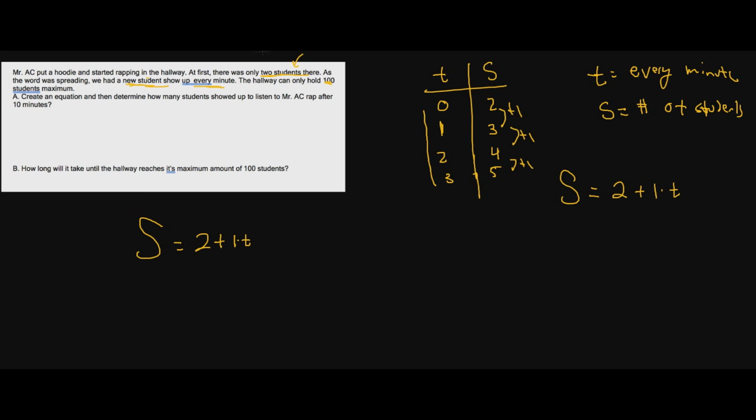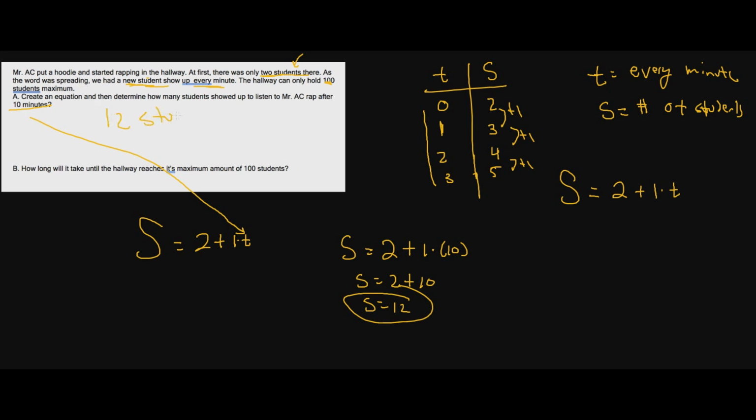Now, how many students showed up after 10 minutes? We'll take the 10 minutes and plug it in. So we'll get the number of students is equal to 2 plus 1 times 10. Well, what's 1 times 10? We get 10. What's 2 plus 10? We get 12. So the number of students is 12. Well, how long will it take until the hallway reaches its maximum of 100 students? Don't worry about that for now. We will get to that later, but that's just for you to know.